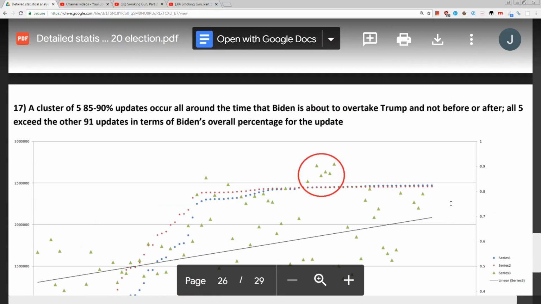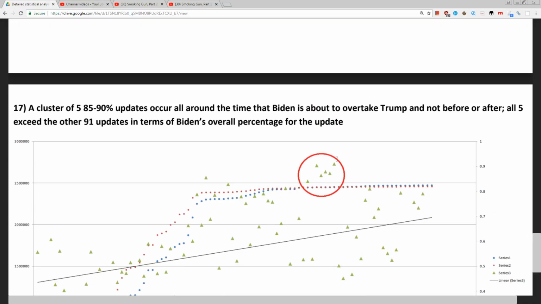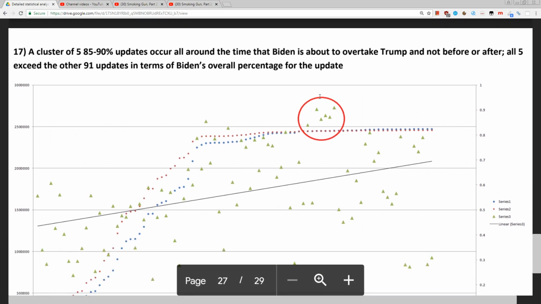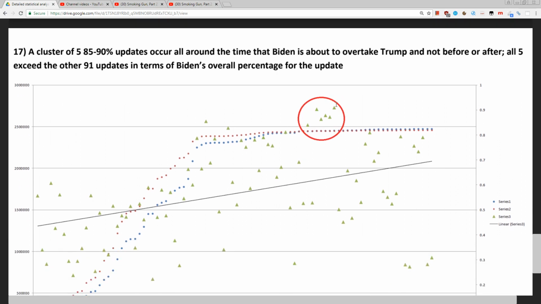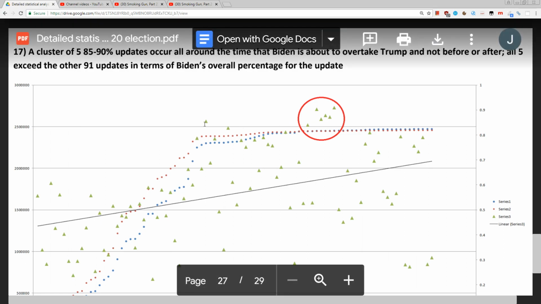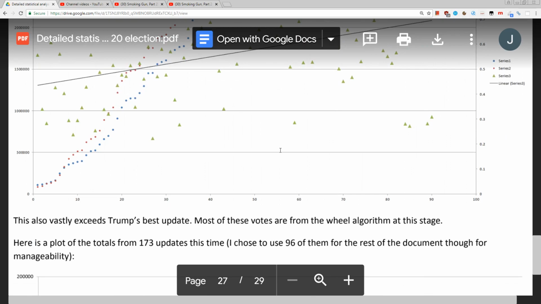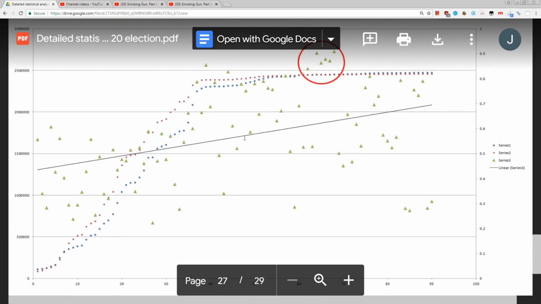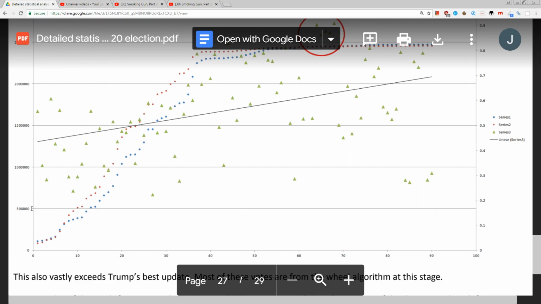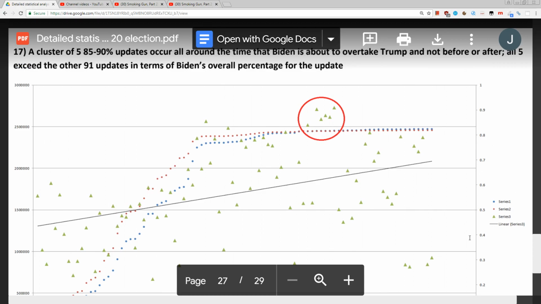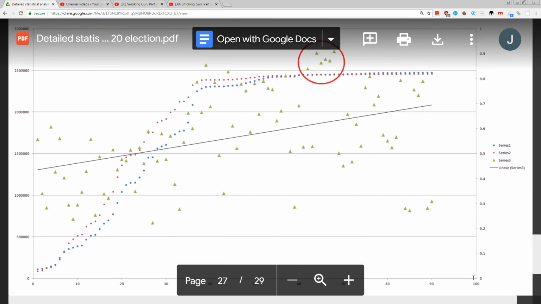Here, when Biden takes over, there's a 90% cluster of updates. That's overall, so for all of the precincts, the average Biden percentage in the update. There are 5 updates here that all drastically exceed any average for Biden at any other time. And that's just when he overtakes. Funny. Obviously, Trump has absolutely no such batch in that range. 0.2 to 0.